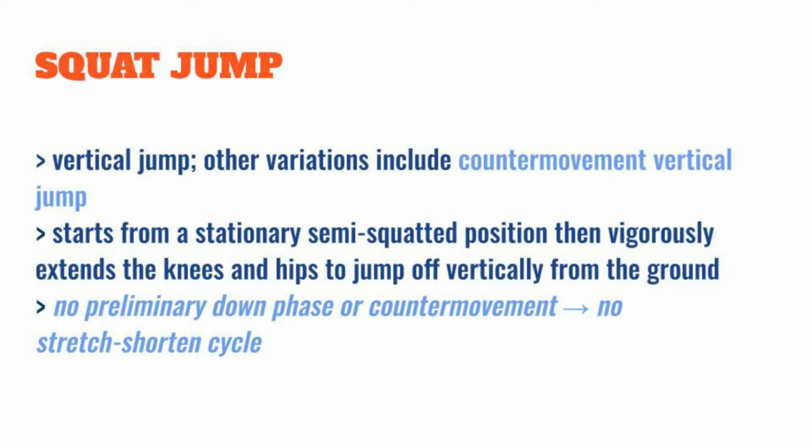Another variation of this jump is the countermovement vertical jump. The squat jump starts from a semi-squatted position, then vigorously extends the knees and hips to jump vertically off the ground. It does not have a preliminary down phase or countermovement, meaning that there is no stretch-shortening cycle, in which the muscles undergo a sudden eccentric lengthening followed by a rapid concentric shortening.